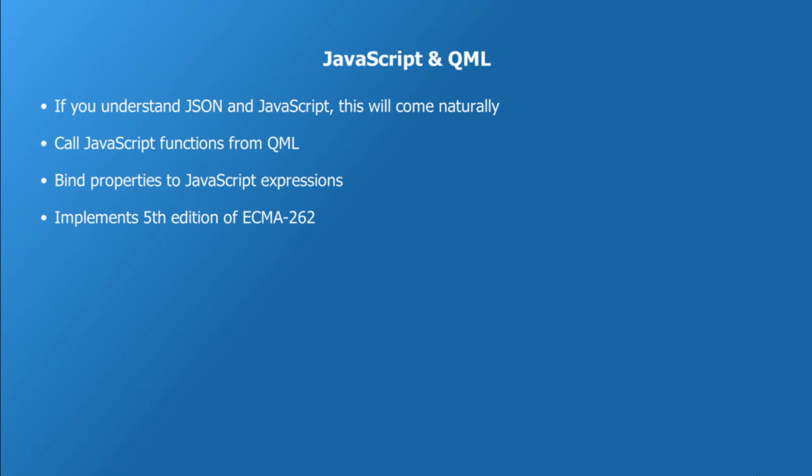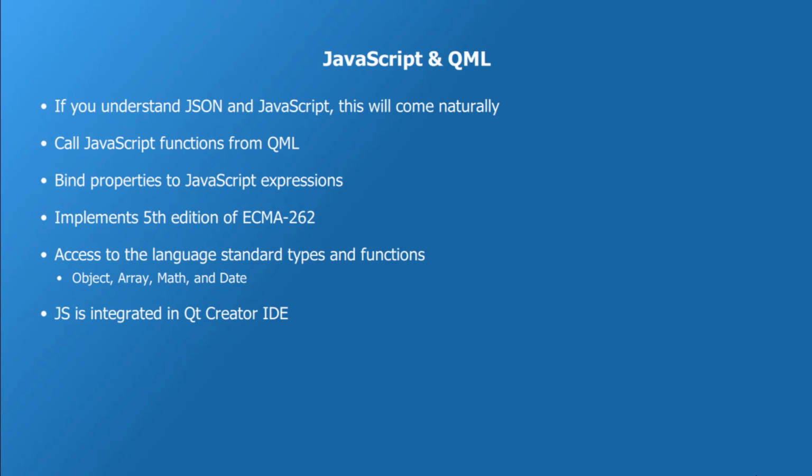It implements the 5th edition of ECMA 262, which means you get access to language standard types and functions, for instance, object, array, math, and date. JavaScript is integrated into the Qt Creator IDE, so you get things like IntelliSense. There's also a QML lint tool that you can use. You'll get syntax highlighting with the Qt Creator IDE. It's really the IDE of choice to use for your QML.